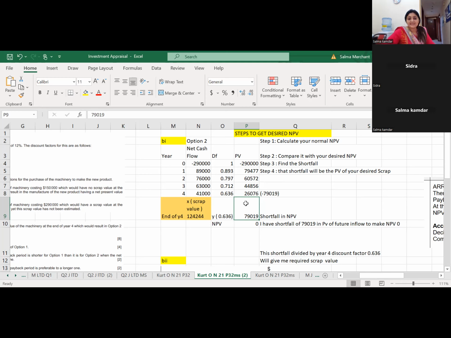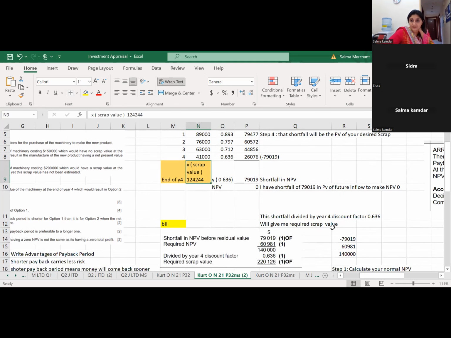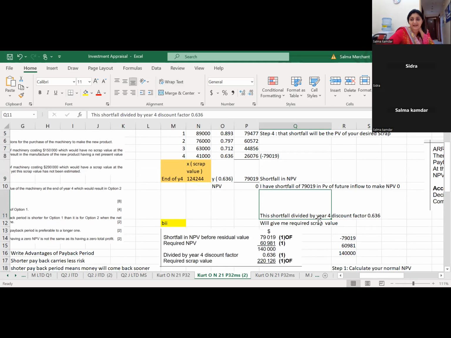Then you divide that with the last year's discount factor, the scrap you are going to get at the end of year 4. So this into this is going to give you 79,019. So you'll reverse it to get the other value, the net cash flow, divided by this, and you will get the scrap value of your machinery that you should expect at the end of year 4. So this shortfall, when you divide by the year 4 discount factor, you will get the scrap value.